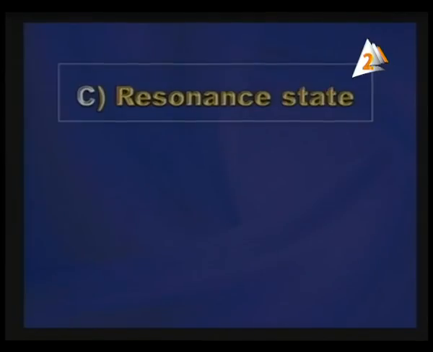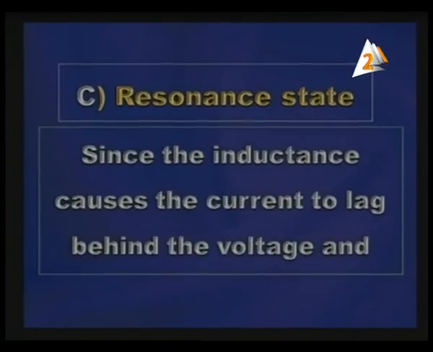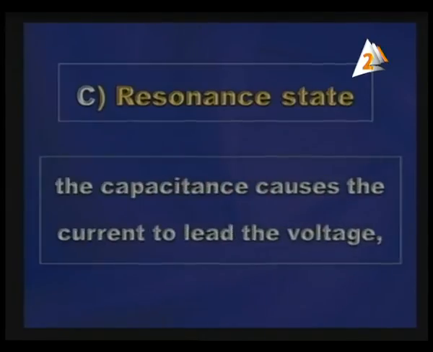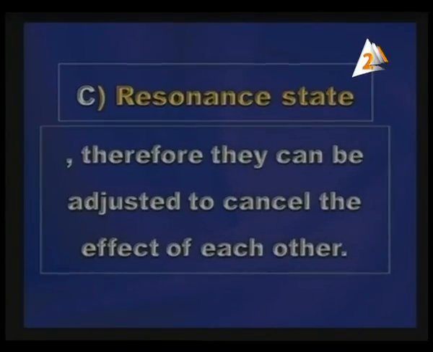And what about the third and very important state? We call it the resonance state. The third case here, we call it the resonance state. How do we obtain a state of resonance? Since the inductance causes the current to lag behind the voltage, and the capacitance causes the current to lead the voltage, therefore they can be adjusted to cancel the effect of each other.